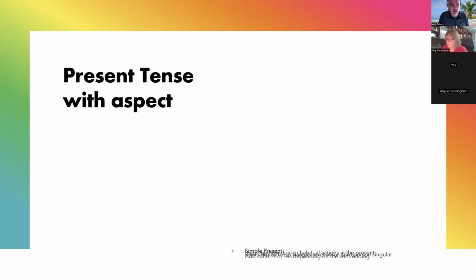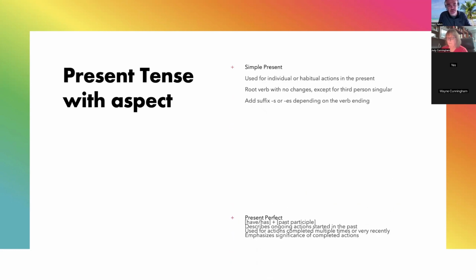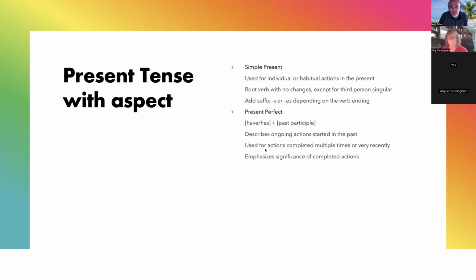So again, that's past, present, right? Simple present is used for individual or habitual actions in the present right now. Root verb, there's no changes except for third person singular, right? It adds the suffix s or es depending on the verb ending. The present perfect: have, has, plus past participle. Again, it describes ongoing actions that start in the past but continue till now.